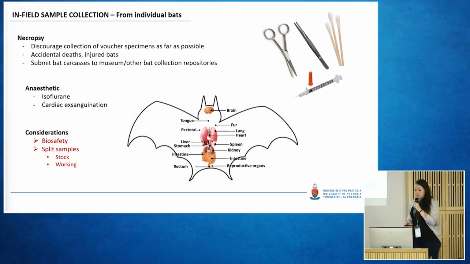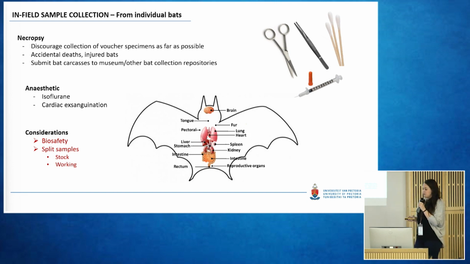So just general things that you would need for a necropsy would be scissors, forceps, and I included here swabs and needles. So when we submit the carcasses for museum collection, you would only want to make a little small incision in the skull to collect the brain, and obviously you won't be able to do that using scissors and forceps. So we then use the swabs to go into that little hole and collect the brain like that, to keep the skull as intact as possible.